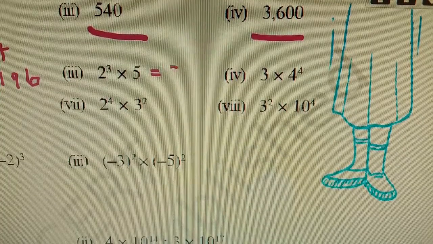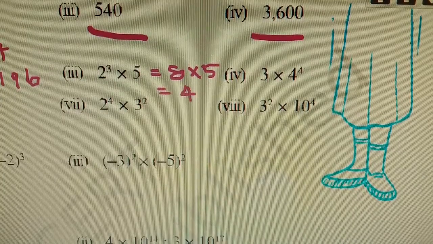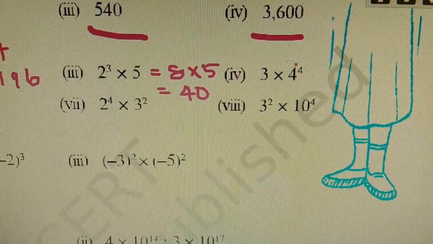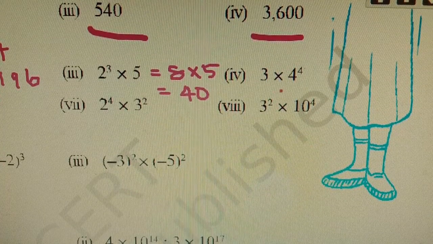Now question number 3. Here 2 to the power of 3 times 5. 2 to the power of 3 means 8. So 8 times 5, that is 40. So 40 is the answer.